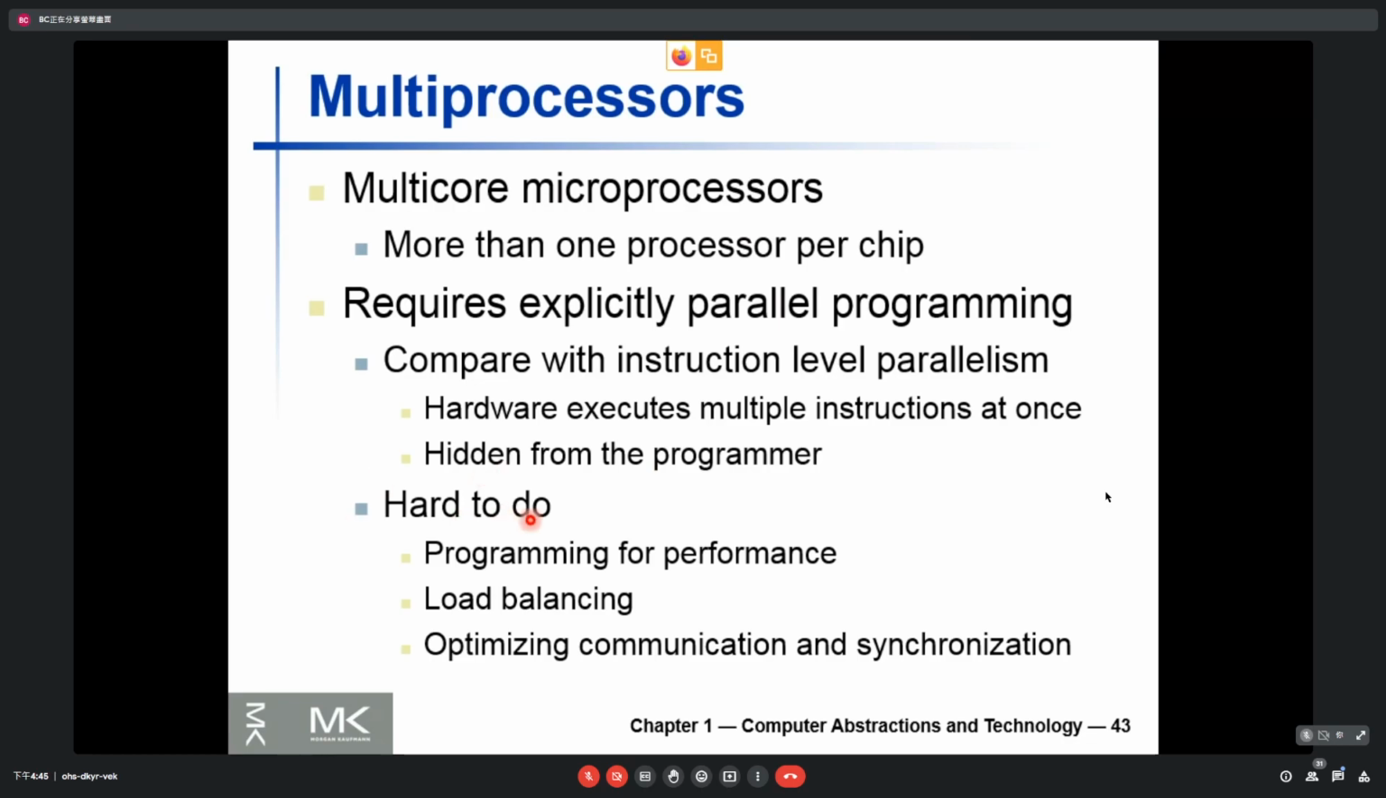But it's really hard to program for performance. We try to do load balancing and we try to optimize the communication and synchronization. So load balancing is, even though I have several 10 processors, I cannot chop my job. I have a job. I want to use 10 workers to work on this job for me. I have to partition this job into 10 parts. But it's really hard. It's easy to chop into 10 parts, but it's really hard to make sure that 10 parts are equally loaded. That's not easy.